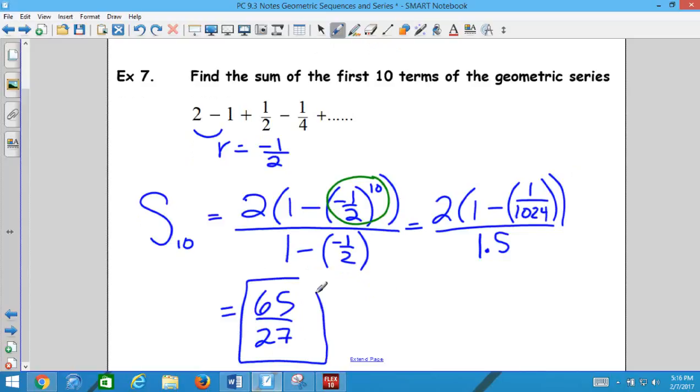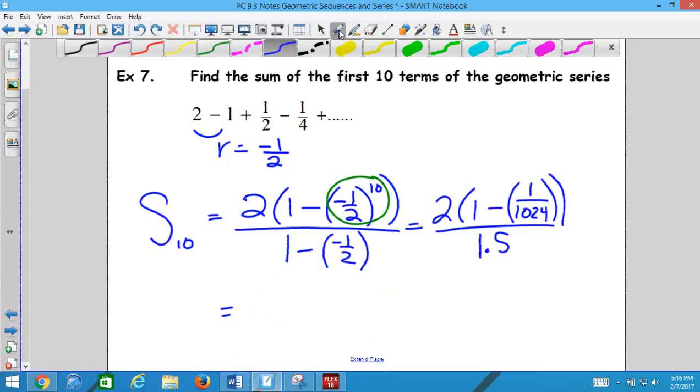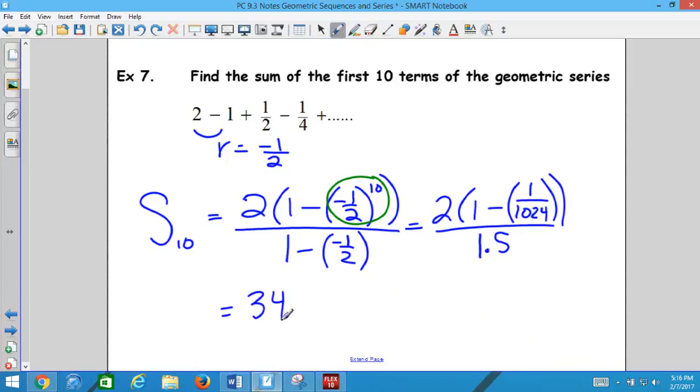Just kidding, that's the wrong answer. I totally looked at the wrong answer on my sheet. Oh, I'm sorry. I don't know how to go back and erase mistakes I make. All right, the real answer is 341 over 256.